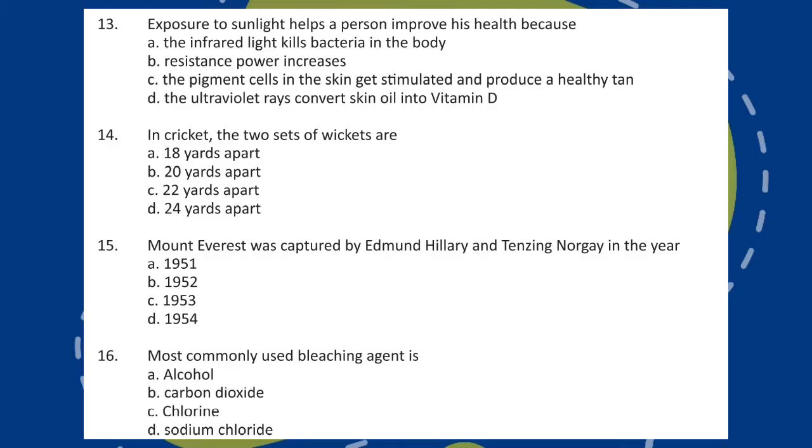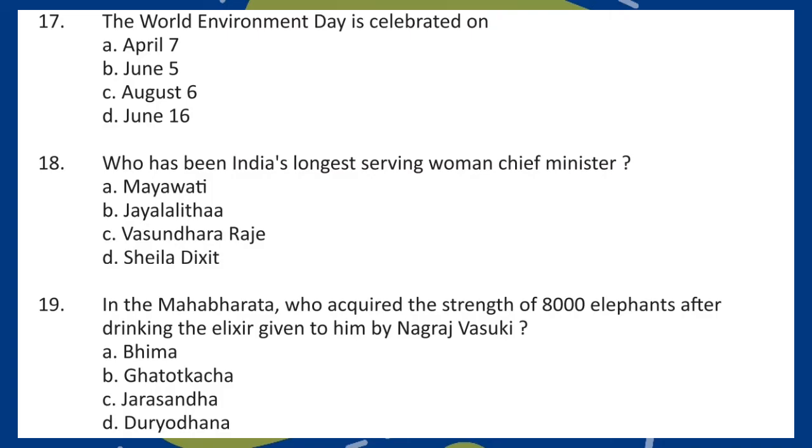Question 16. The most commonly used bleaching agent is. Question 17. World Environment Day is celebrated on. Question 18. Who has been India's longest serving woman chief minister? Question 19. In the Mahabharata, who acquired the strength of 8,000 elephants after drinking the elixir given to him by Nagraj Vasuki?